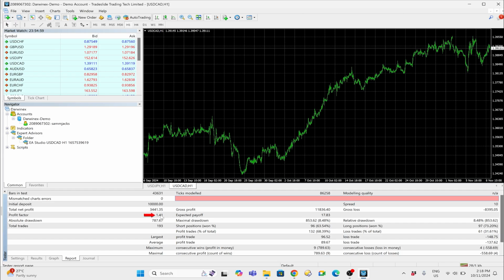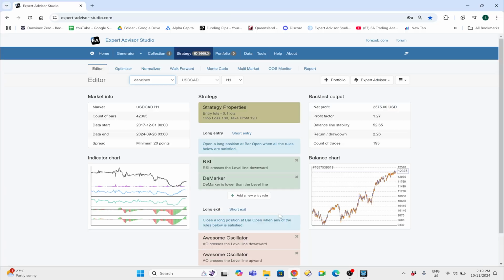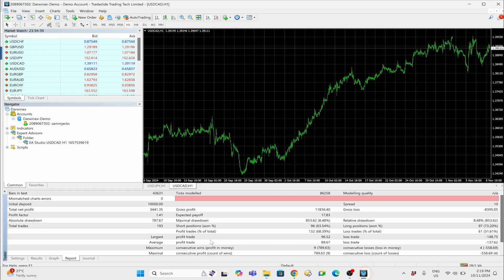So the profit factor is a little bit higher here, and so is the profit, and that will be due to no commission being included in the MetaTrader backtester. In EA Studio, we account for commission, and it's not accounted for here, so that's fine.